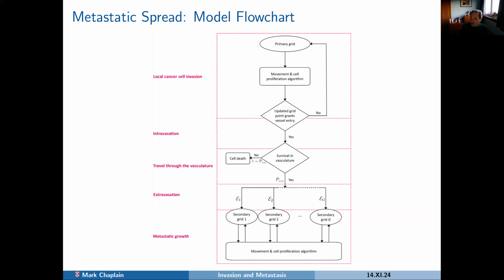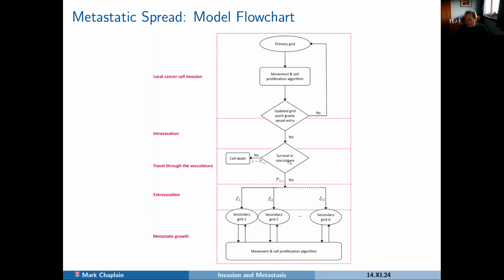If intravasation does not occur, then invasion carries on at the next time step. If we put a cell into the virtual system, we ask ourselves, does that cell survive the journey in the vasculature? And again, that's down to a probability, and that's taken from experimental data. If it doesn't survive, then we simply kill the cell and that's removed.